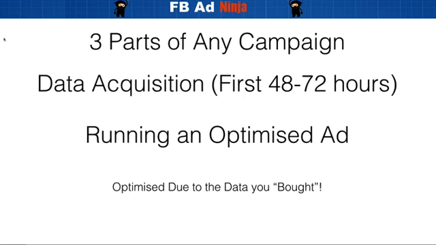The second part is running an optimized ad. And the reason the ad is optimized is you've spent that time buying data, so you know who you should be targeting. These are people who are more likely to click through, sign up, or buy something. So you're taking the data you've bought and you're using it to run the best ad possible.